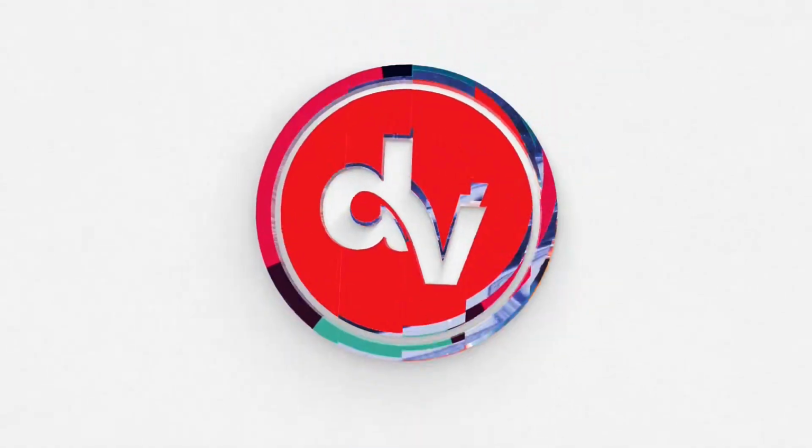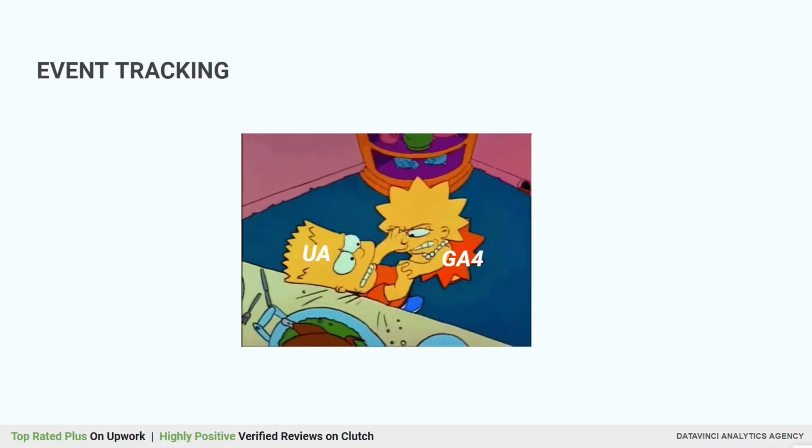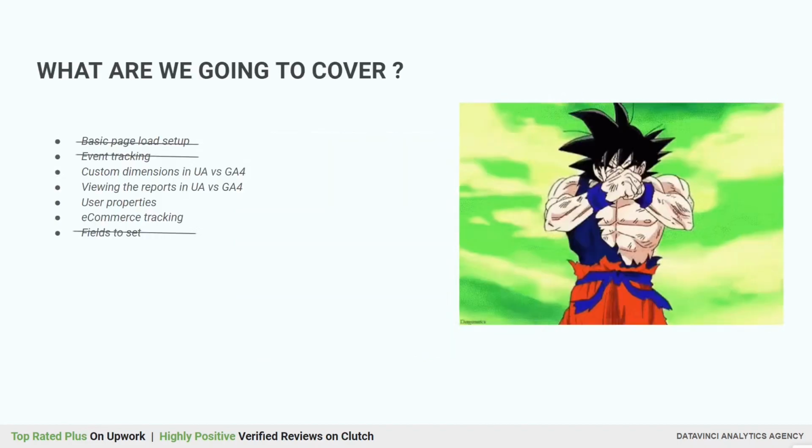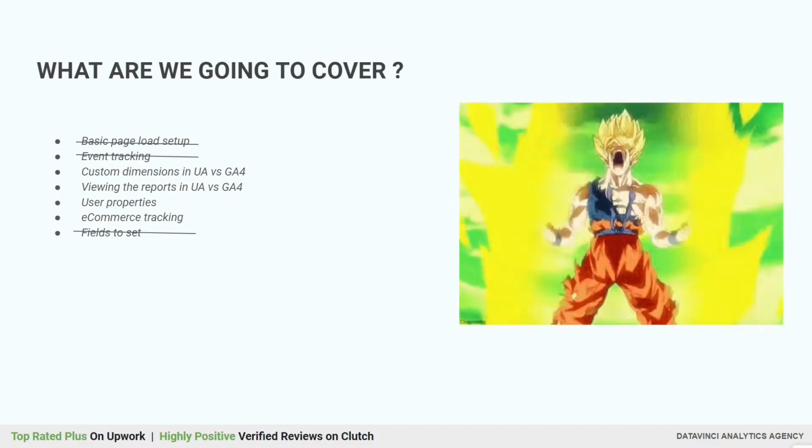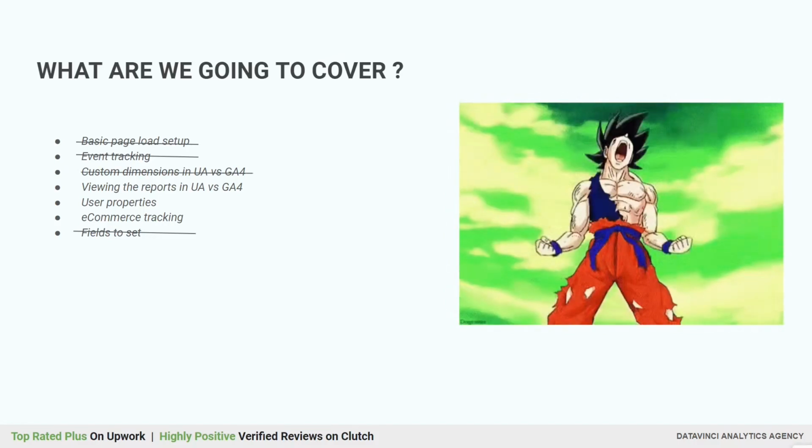Okay. So what all have we covered so far? We have covered basic page load setup. We have covered fields to set. We saw how to do the event tracking. We saw how to look at the custom dimensions in UA versus GA4.